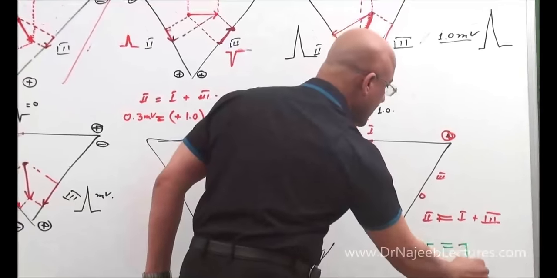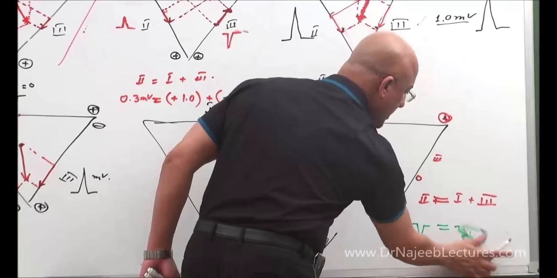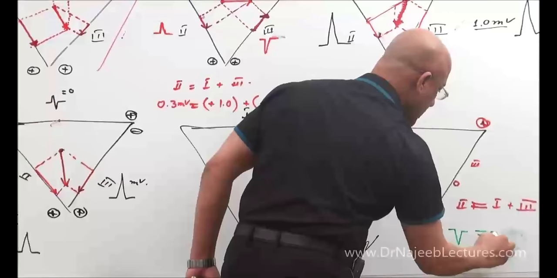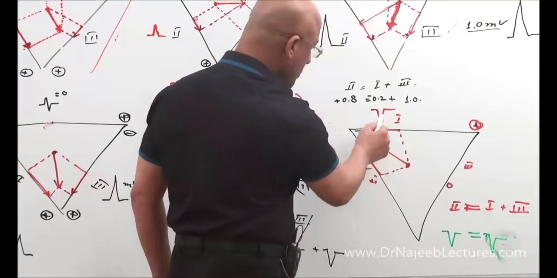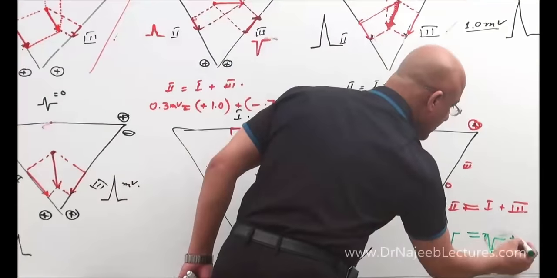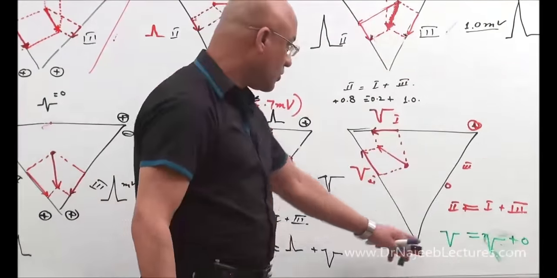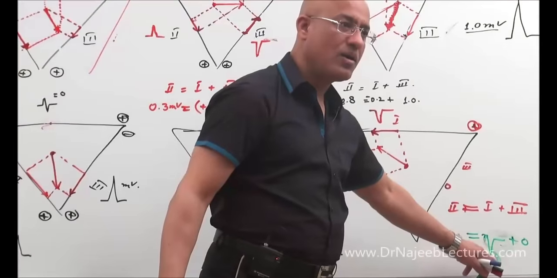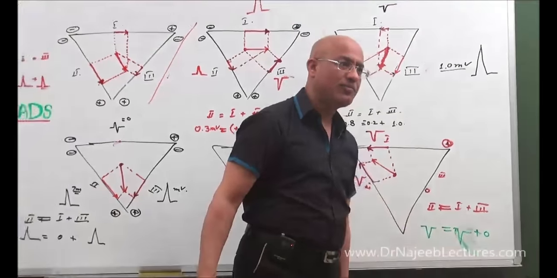1 is negative, same degree negative. Both of them are same degree negative, and plus 0. So 2 is equal to the sum of 1 and 3.